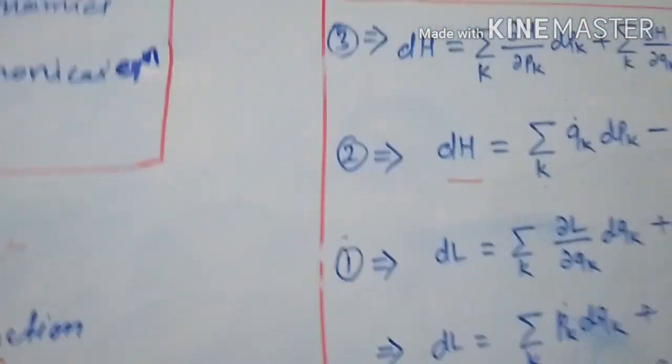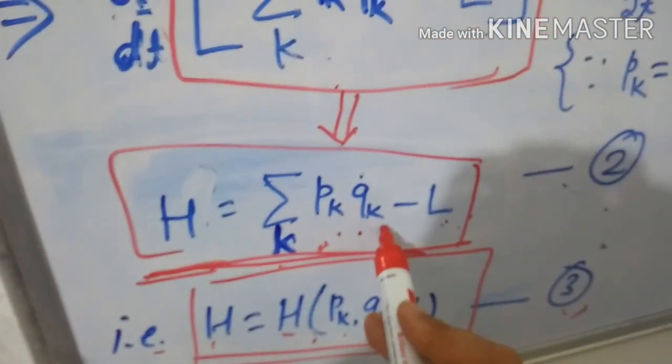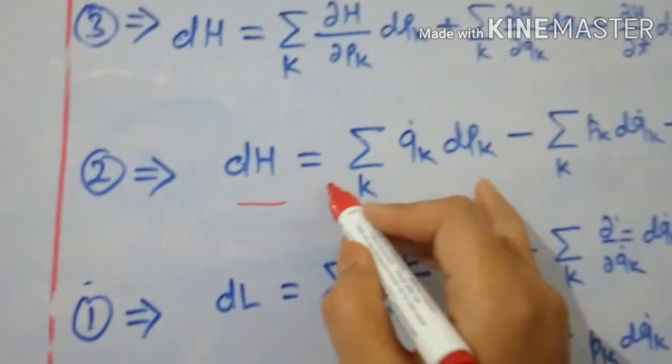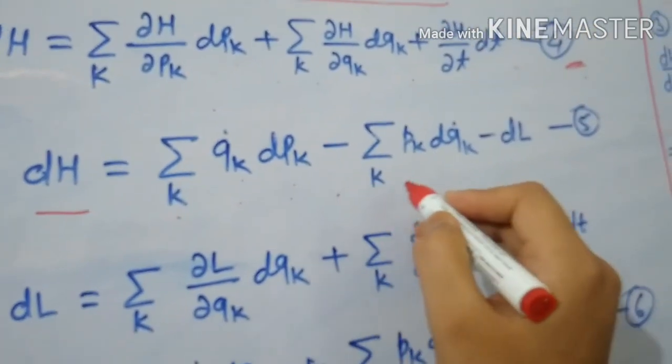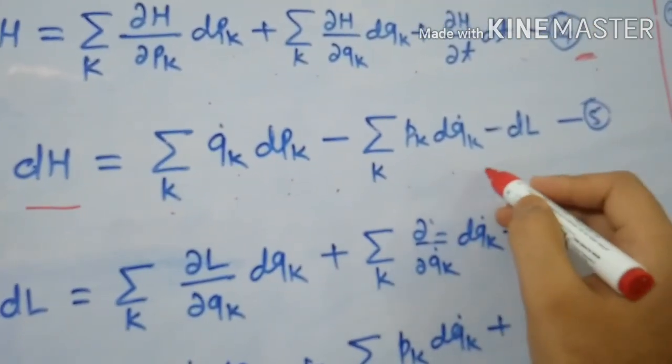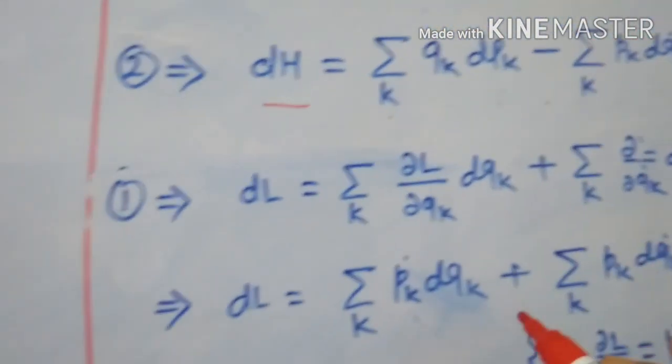And also we have in equation 2nd H is equal to summation k pk qk dot minus L. So second implies we have dH is equal to summation k qk dot dpk plus summation k pk dqk dot minus dL, which is called equation number 5.